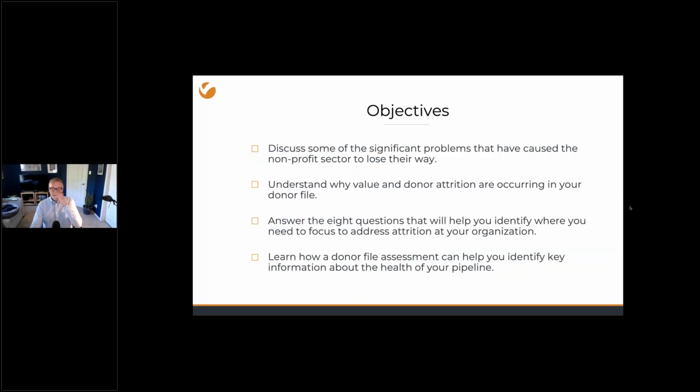So here are some of the objectives for this webinar today. We're going to discuss some of the significant problems that have caused the nonprofit sector to lose their way. And we're going to understand why value and donor attrition are occurring in your donor file. And then we're going to answer the 8 questions that will help you identify where you need to focus your attention at your organization to address the attrition that's going on in your file, and then learn how a donor file assessment can help you identify key information about the health of your own pipeline. So those are the 4 objectives.